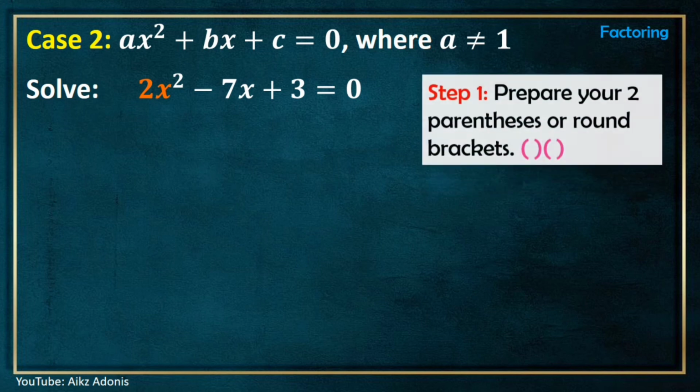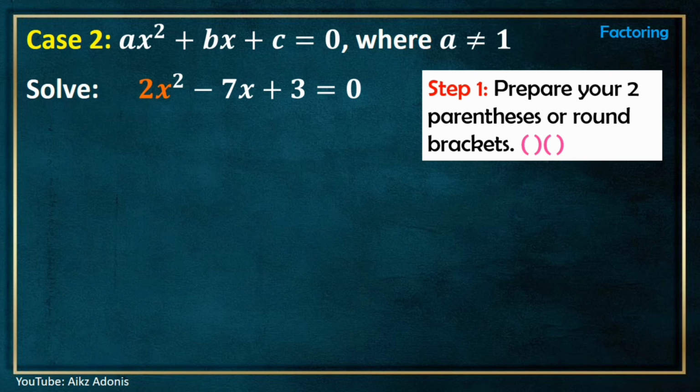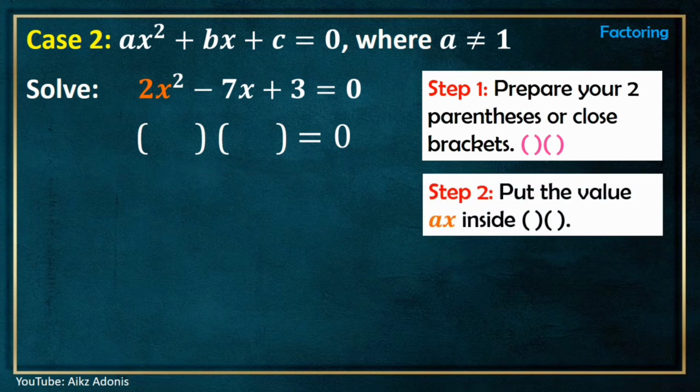Step 1. Prepare your two parentheses or round brackets. So, these are your parentheses. Step 2. Put the value of a and x inside of each parenthesis. So, your ax here is 2x. So, we will put 2x inside of the two parentheses.